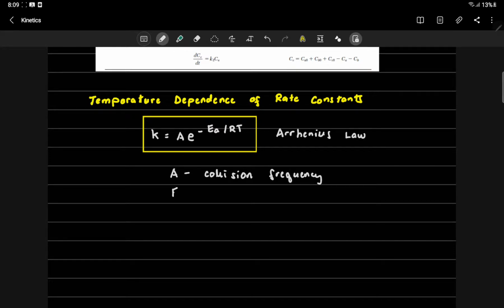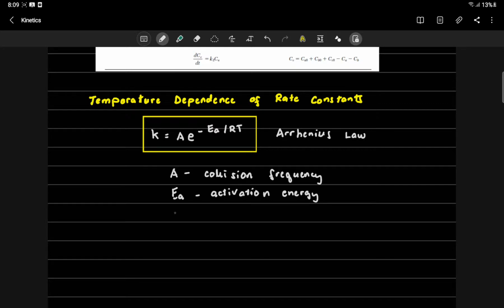Yung E sub A naman, ito yung tinatawag nating activation energy. Okay, so ano tong activation energy? Activation energy is basically the energy required to form the products. Di ba? No? So if you have the reactants, they need to rearrange themselves to form the products. Maybe there should be some breaking and forming of bonds. So you have to have a certain energy level to achieve that, and that is what we call activation energy.